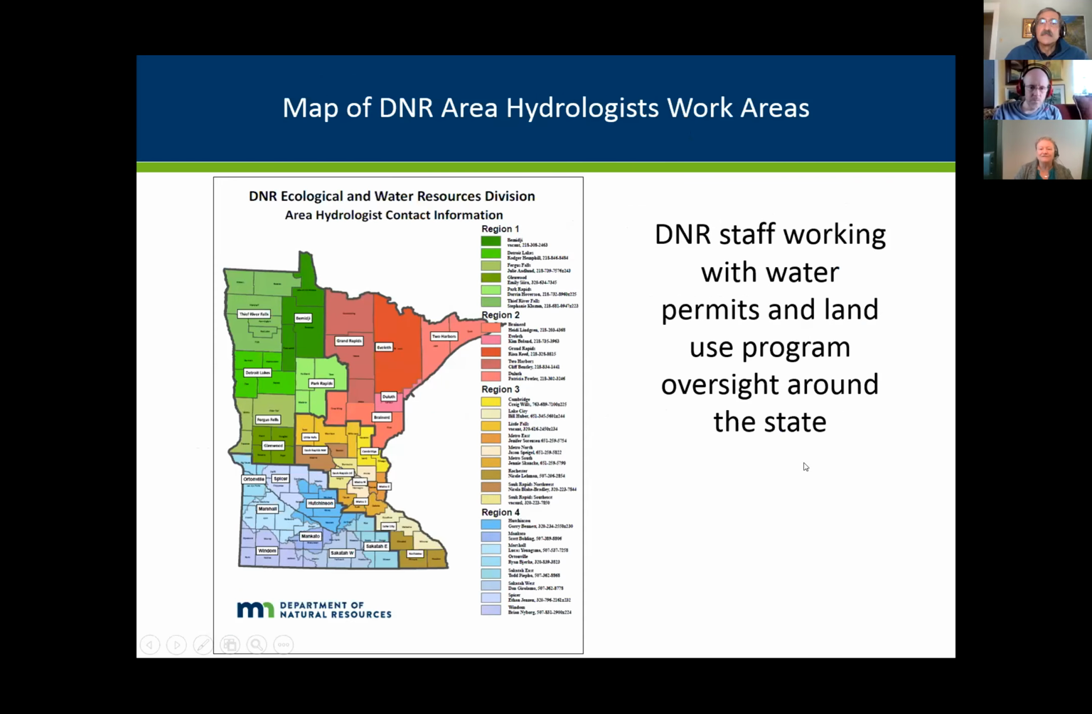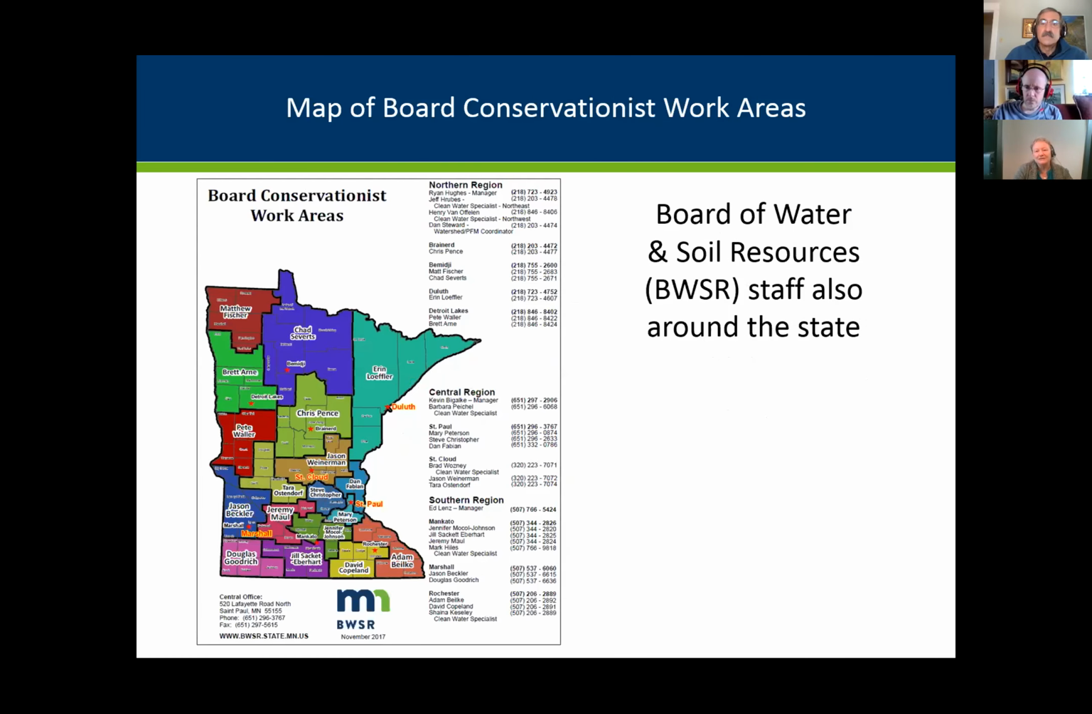We do have in our DNR area hydrologists who work in different parts of the state. They're our main staff working with those public water work permits. And they also are our first line of defense in working with communities on their land use programs, with their floodplain and their shoreland management programs. Another agency in the state is the Board of Water and Soil Resources, which we call BWSR. And they also have regional staff that work with the different programs.